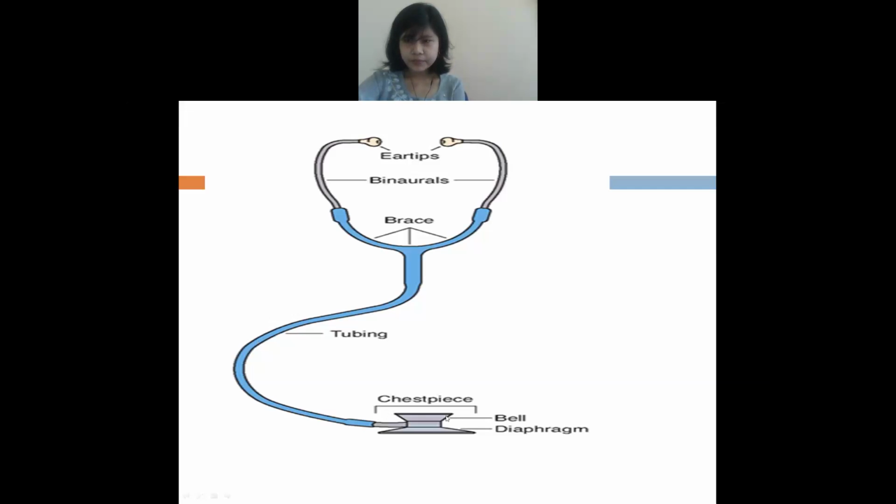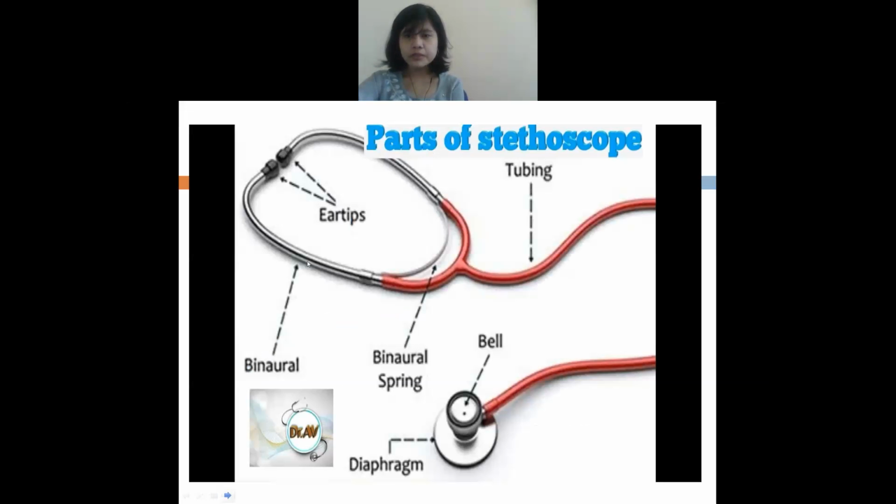These are the parts of the stethoscope. First are the ear tips, this one, and this is known as the binaurals. Ma'am, how to do this diagram? No, I'll give it to you in your student portal. If you want, you can draw it, no problem, but I'll give it to you in your student portal.